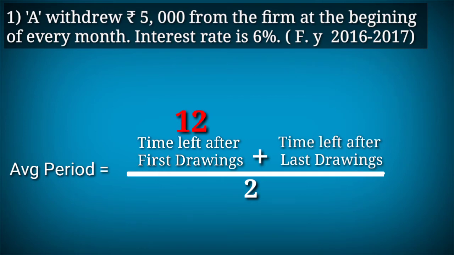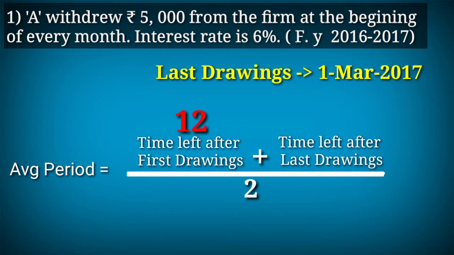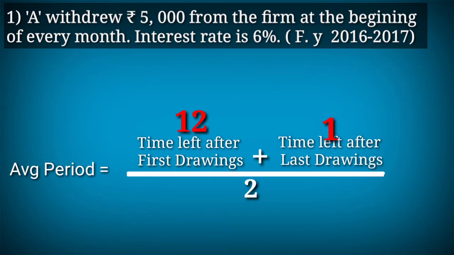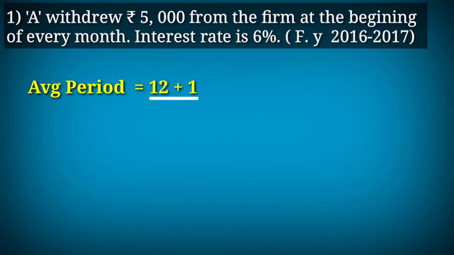And the time left after last drawings. Here the last drawings is made on 1st March 2017. So March full month is left. So time left after last drawings is 1. So the calculation is time left after first drawings 12 plus time left after last drawings 1 divided by 2.